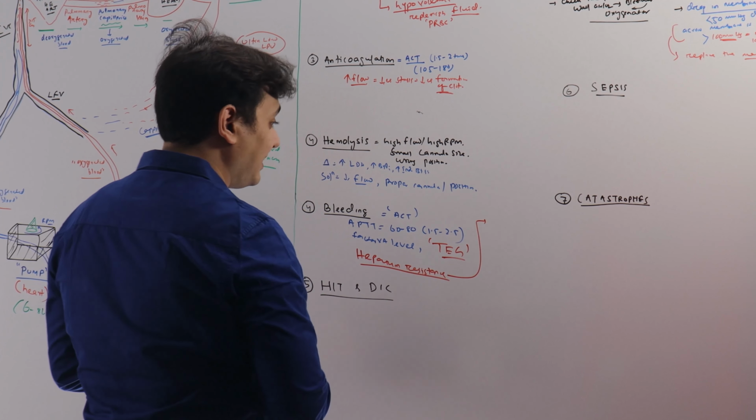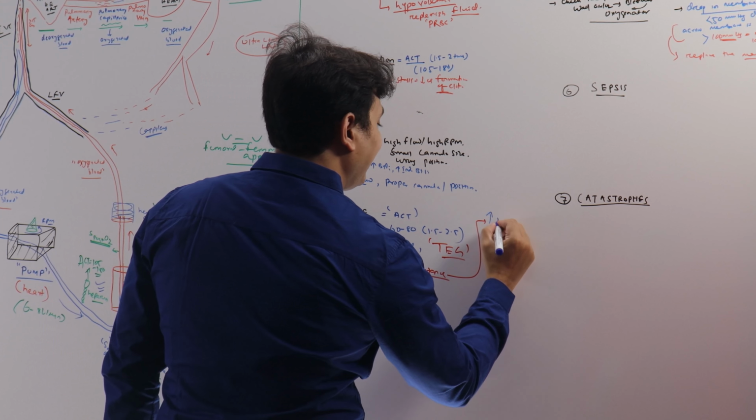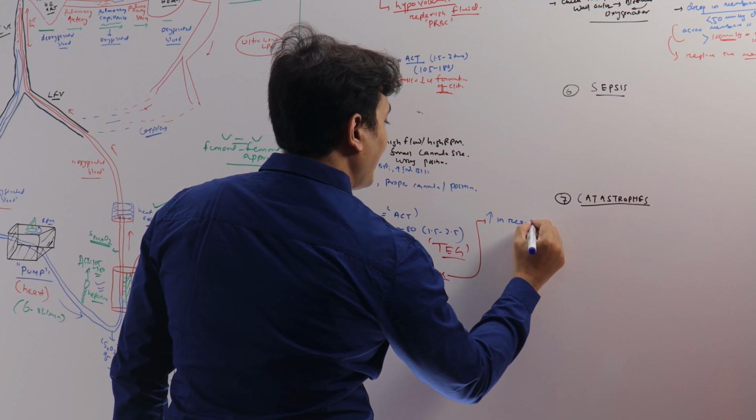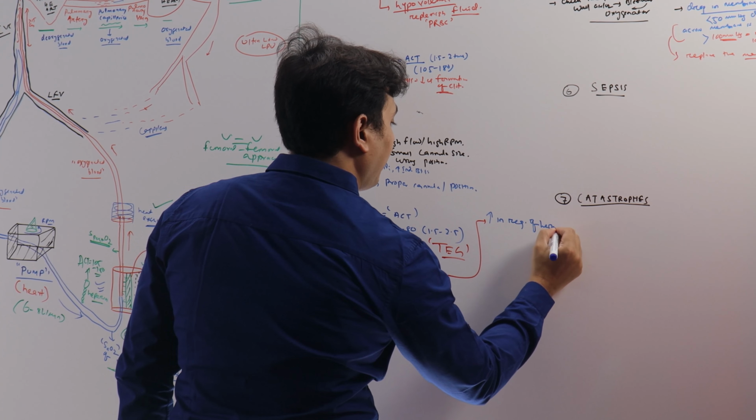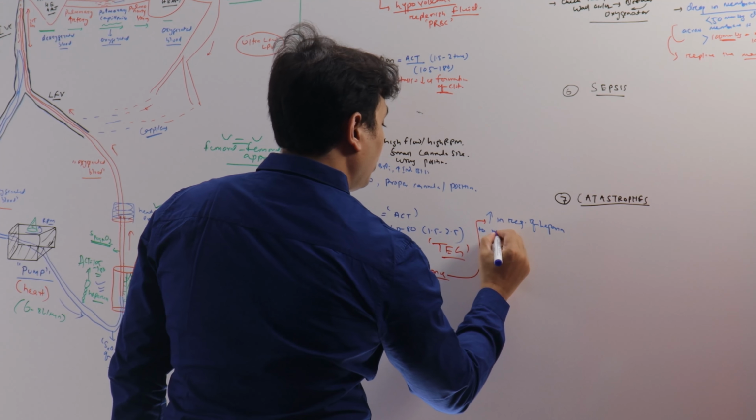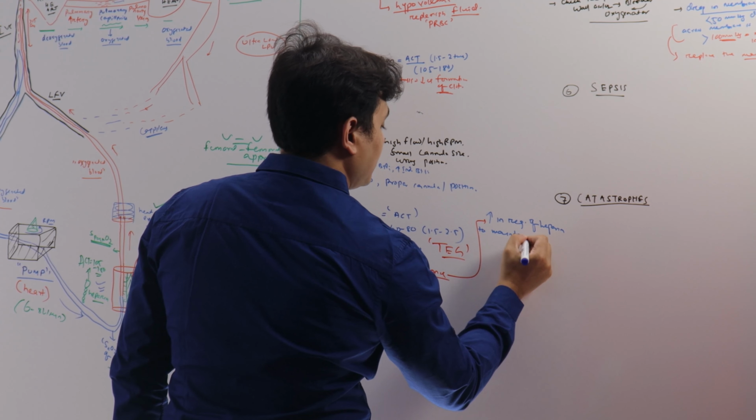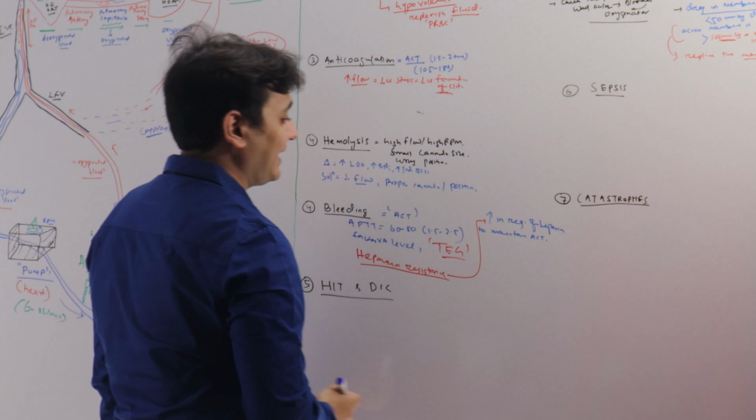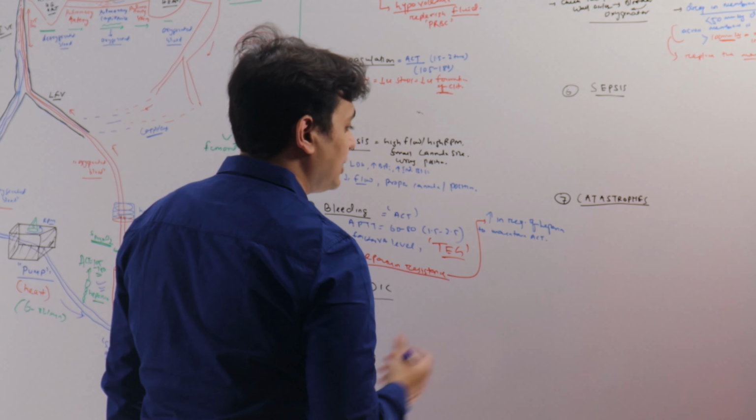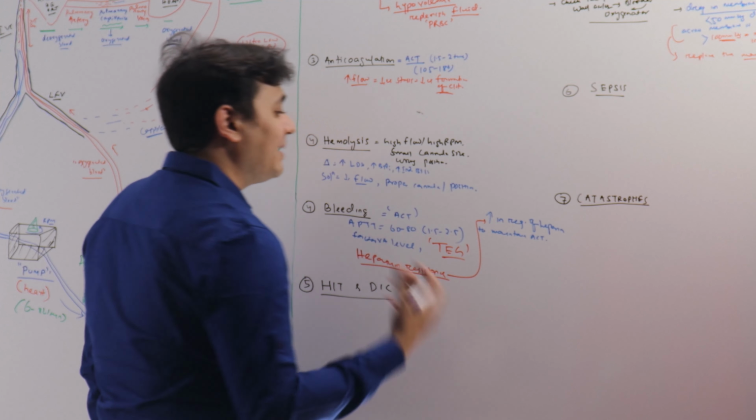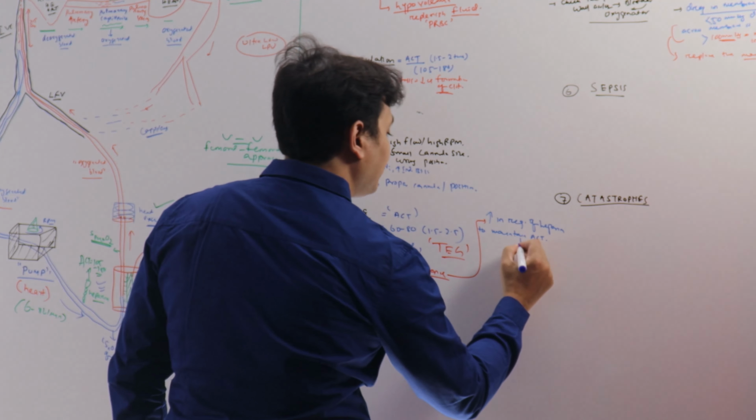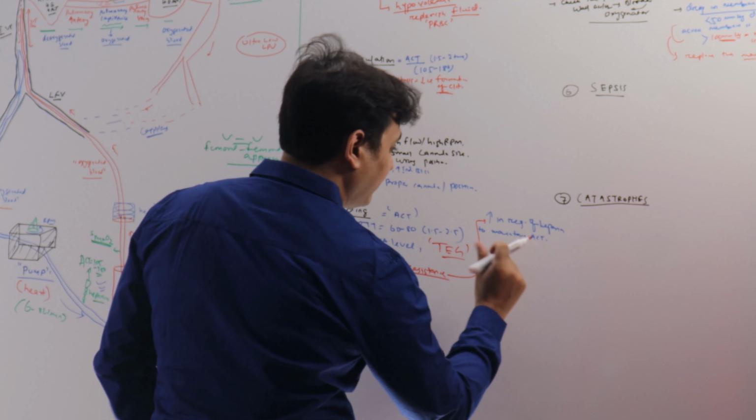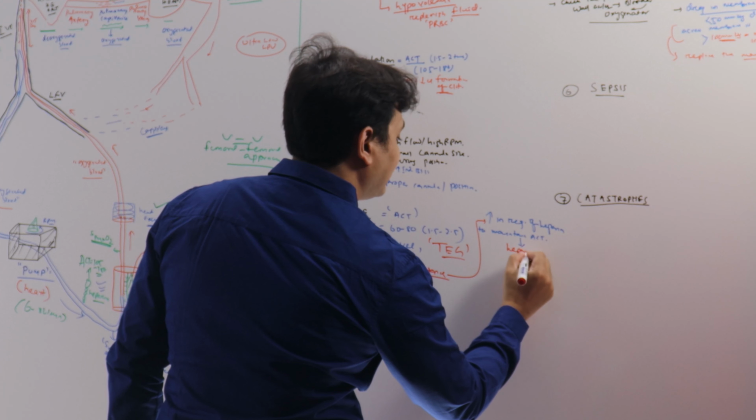So if there is significant increase in requirement of heparin to maintain ACT. So in the beginning we were requiring a small amount of heparin to maintain the activated clotting time within the range that we prefer. But now the requirement is increased. So that means we have to suspect here the patient can have heparin resistance.